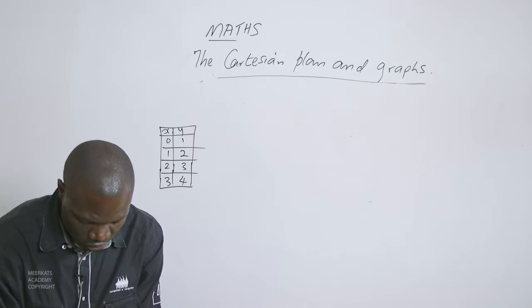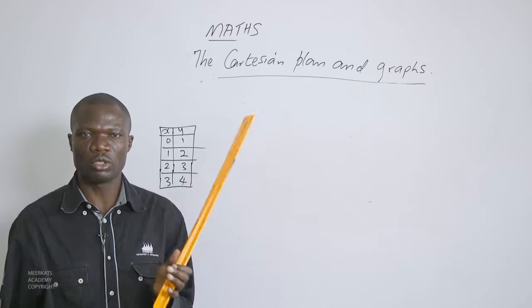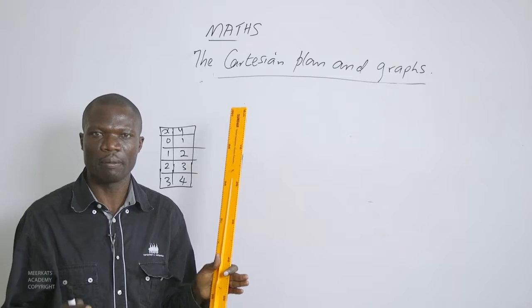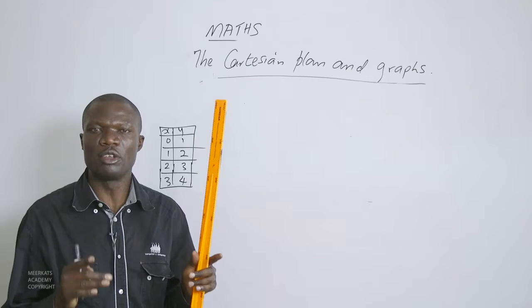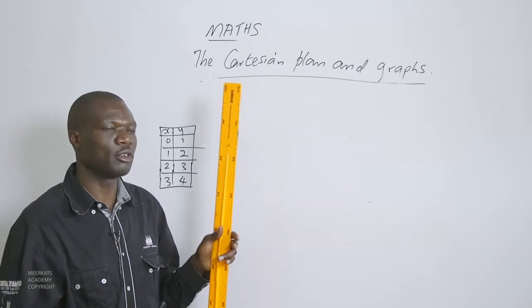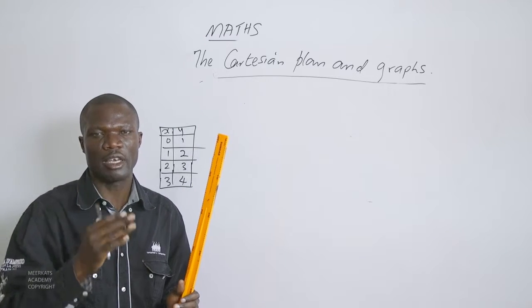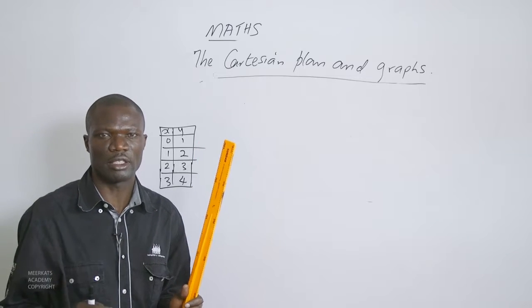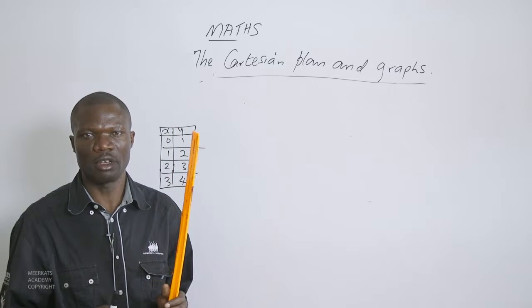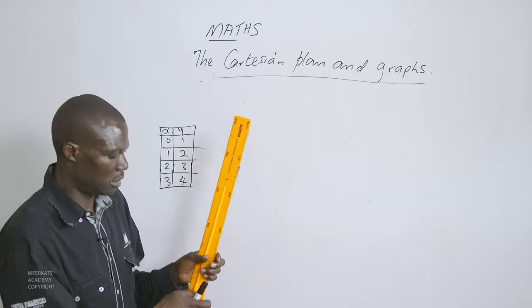So when they ask you to plot, remember it is about a graph, so you are supposed to always get your ruler, get your pencil, open a new page of a graph paper or in your graph book, and start identifying the correct places where you locate the x-axis and the y-axis. I had demonstrated that earlier on, so we shall just move straight to the question.